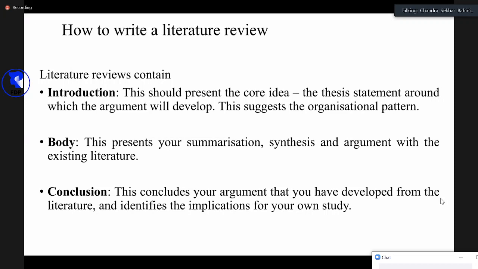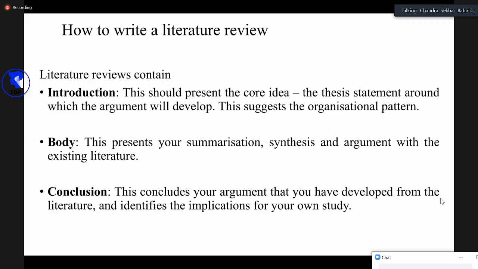For me, the argument was that yes, the government has imposed and drafted a policy, but whether it is properly implemented. My idea is whether all the developers and contractors are abiding by that policy imposed by the government. So that's basically my question, and that is my core idea: how this is being implemented. This suggests to me how I can organize all the literature.